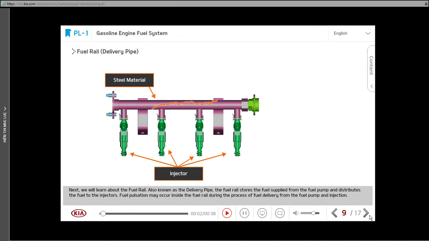Next, we will learn about the fuel rail. Also known as the delivery pipe, the fuel rail stores the fuel supplied from the fuel pump and distributes the fuel to the injectors. Fuel pulsation may occur inside the fuel.